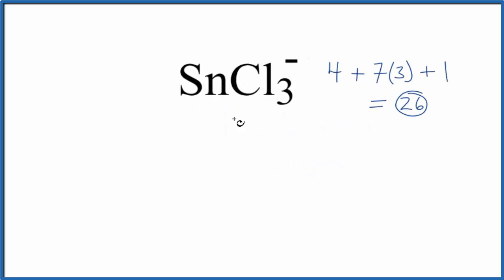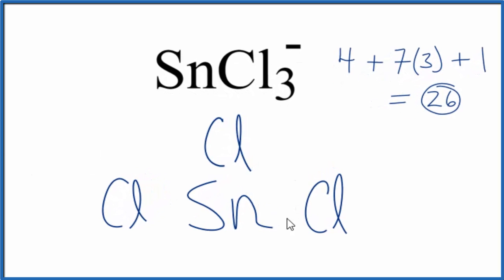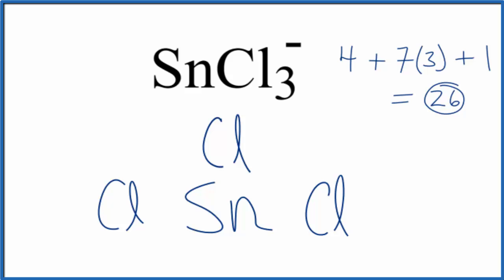We'll put the least electronegative element in the center of our Lewis structure. That's going to be the tin, Sn. And then we'll put the chlorine atoms around the outside. We have 3 chlorine atoms. Next, we'll put a pair of electrons between atoms, and that'll form the chemical bond. So we put a pair between the chlorines and the tin there in the center.